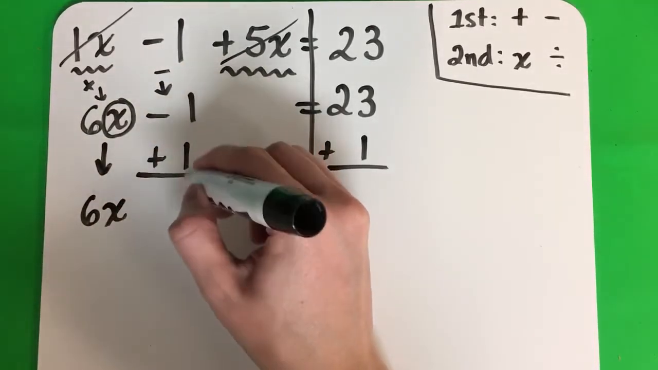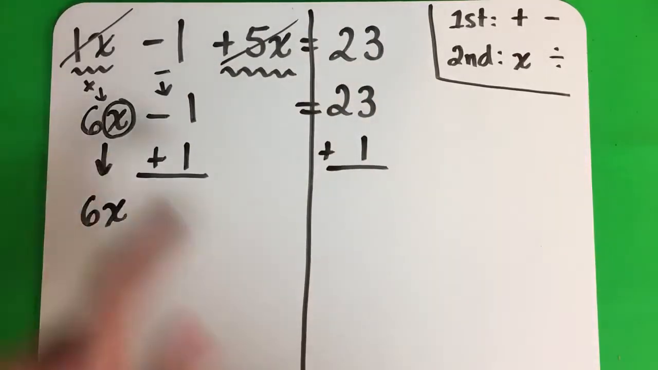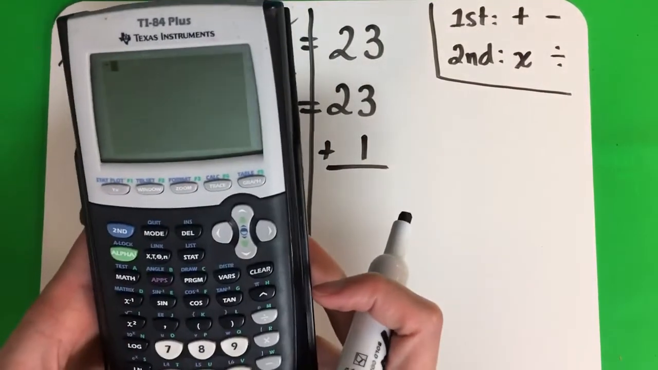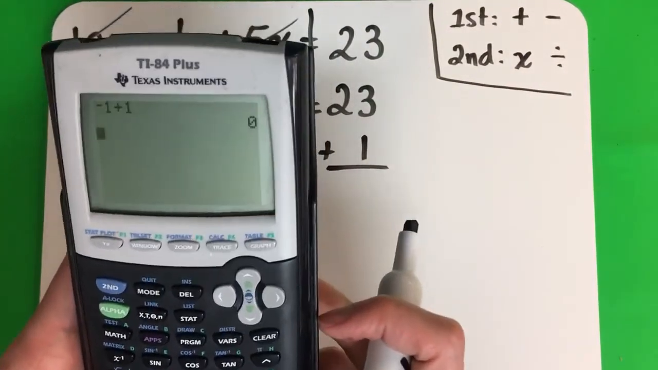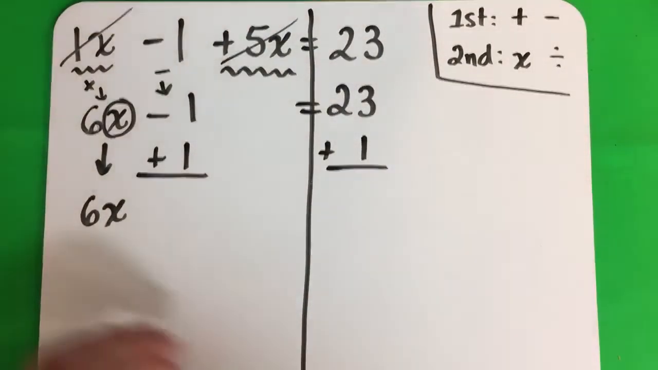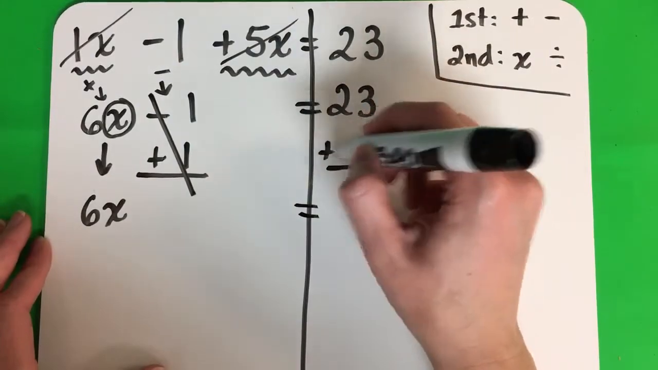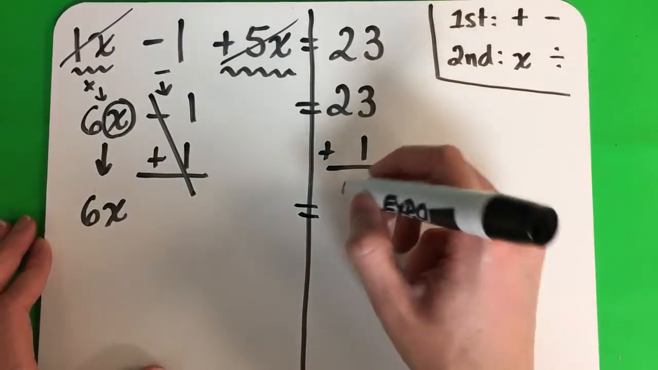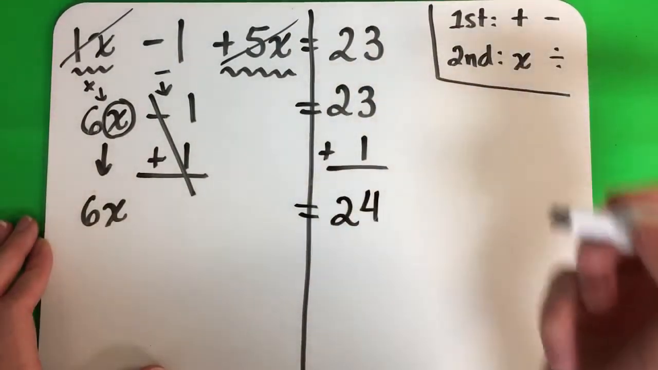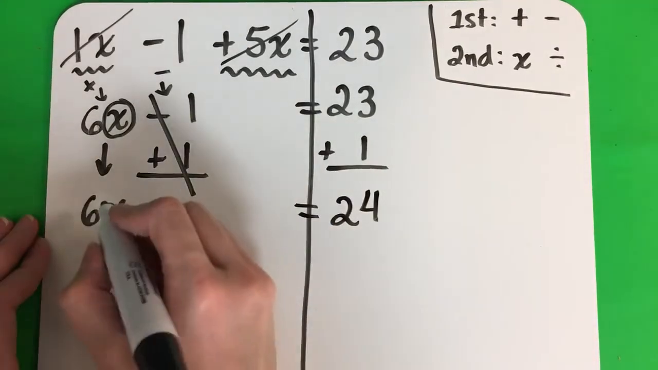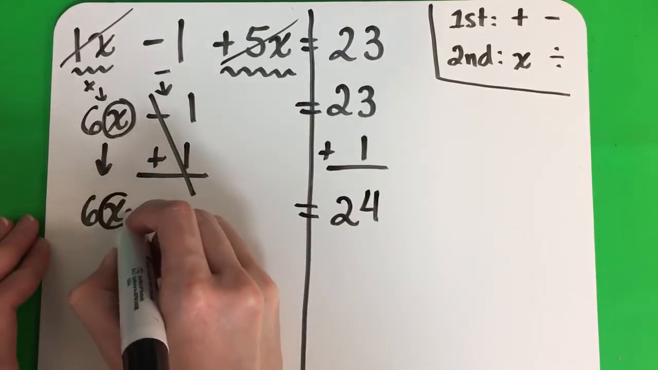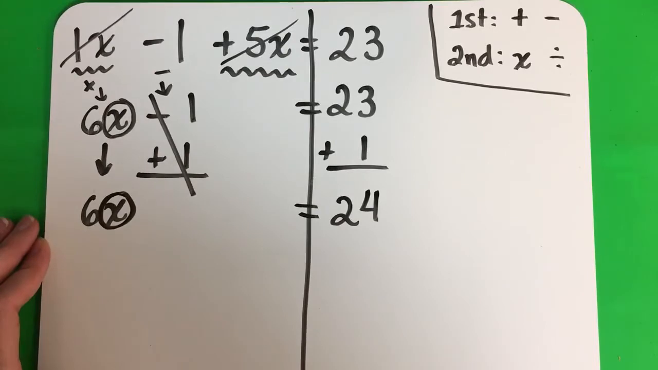Negative 1 plus 1 is 0. Es 0. Negativo 1 más 1 es 0. Cancel. Equals 23 plus 1, 23 más 1, 24. My goal, mi meta, x alone, x solo.